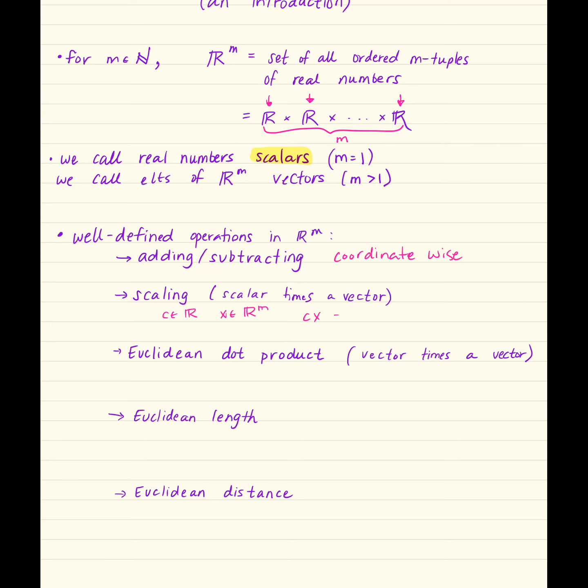Then Cx means Cx1, Cx2, all the way up to Cxm. Right, so this is if x looks like x1 all the way up to xm. So to scale a vector, you just multiply each of the components by that factor.